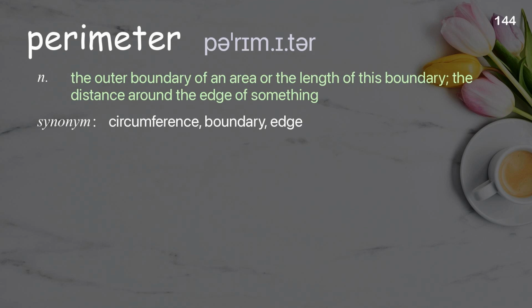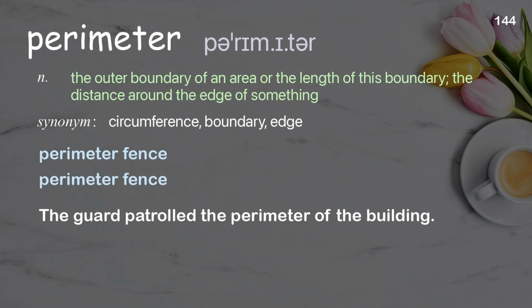Perimeter. The outer boundary of an area, or the length of this boundary, the distance around the edge of something. Examples. Perimeter fence. The guard patrolled the perimeter of the building.